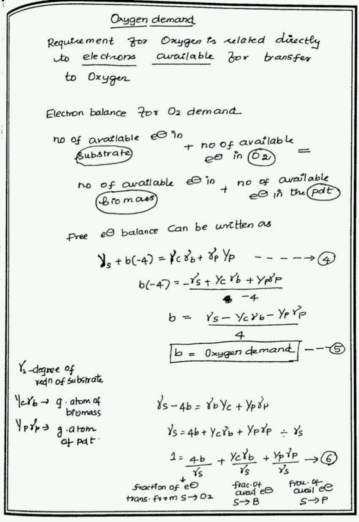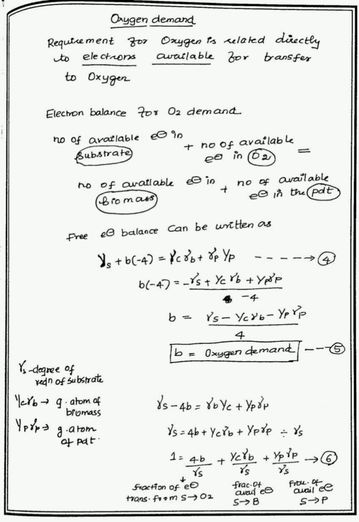And the third one, gamma p yp by gamma s, is the fraction of available electrons for the conversion of substrate to product. So here the gamma s, gamma b and gamma p are the degrees of reduction of substrate, biomass and product respectively. You need to note one thing here: the available electron balance is not independent of the complete set of elemental balances. If the stoichiometric equation is balanced in terms of each element including hydrogen and oxygen, the electron balance is simply satisfied.